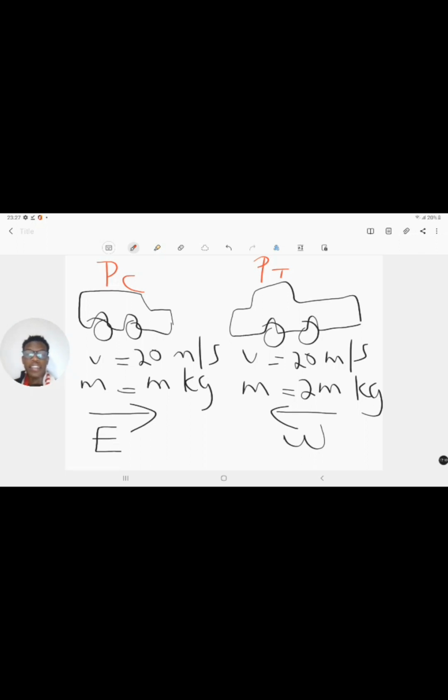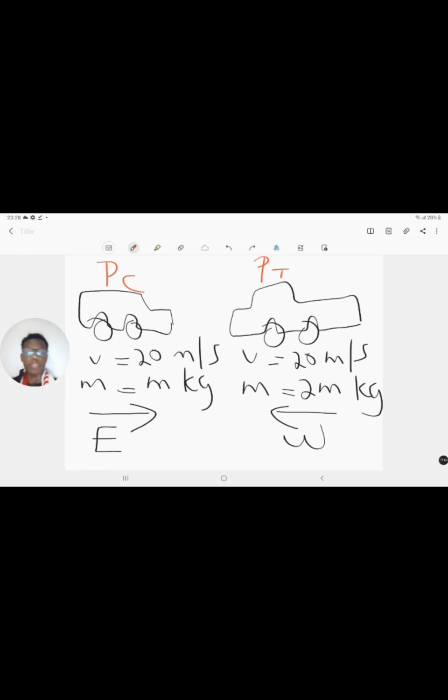This car and this truck exist in a closed system. How do we know that they exist in a closed system? Because we were told to ignore the effects of friction, right? And there is no other net external force that is shown that is acting on this car or on this truck, and there is no friction, right? There is no friction between the wheels and the road. Since there is no friction between the wheels and the road, and there is no other force that is shown that is acting on these vehicles, then it means that this entire system is a closed system. Since this entire system is a closed system, then the total linear momentum is conserved.